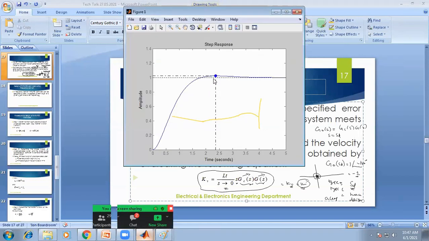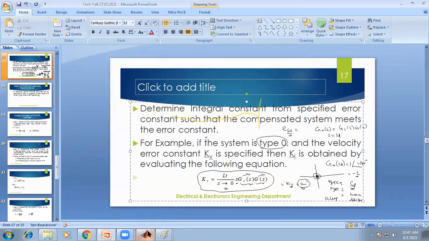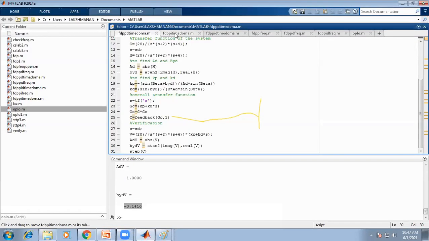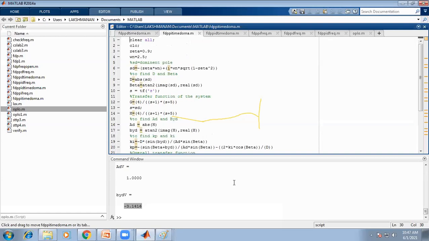After introducing the PID controller, the overshoot is reduced and we also get a quick response. Next one, the PI controller. Here, I'm taking theta value 0.9 and omega n 2.5. Here I have a system 4 divided by (s plus 1) into (s plus 5).